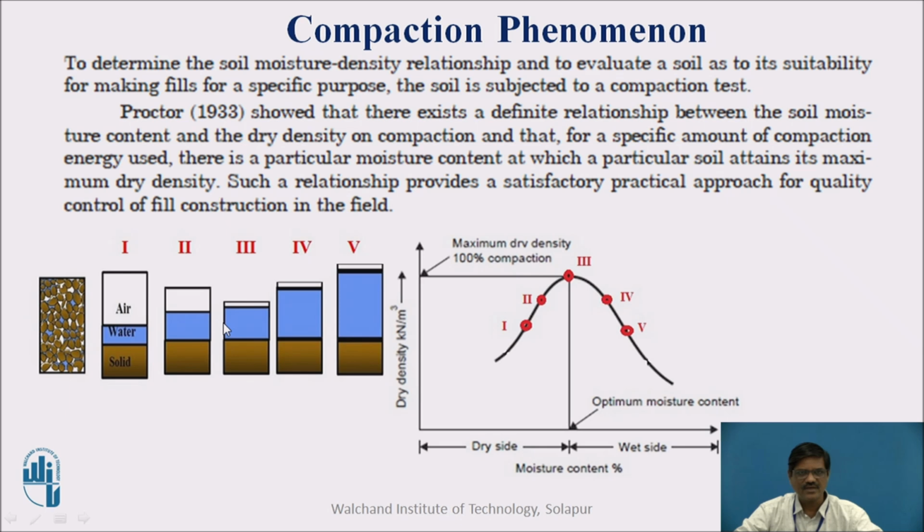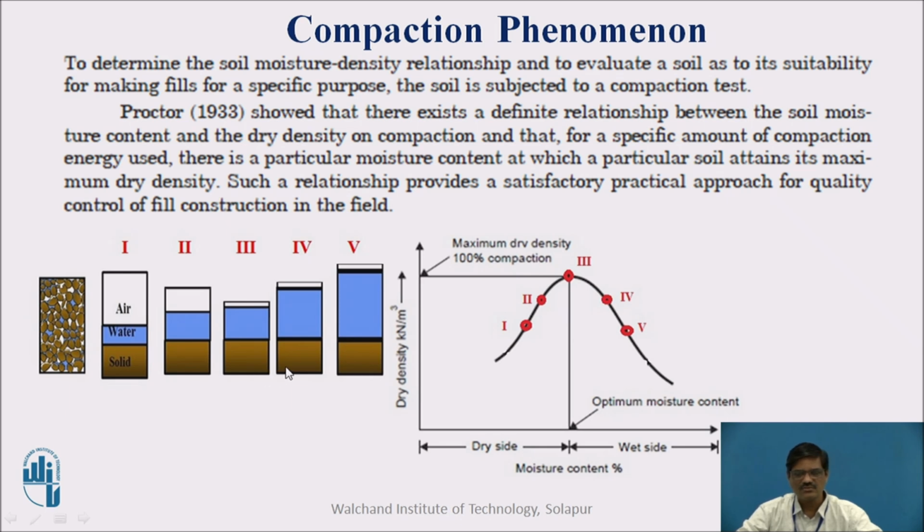Again, if I go for further compaction, the remaining amount of air also will get released, and the water will occupy these voids. So the volume goes on reducing, and since the volume further reduces, the dry density increases, and the water content is more than the previous, therefore the water content also is increased. So we get a third point where we can see an increase in the dry density and moisture content.